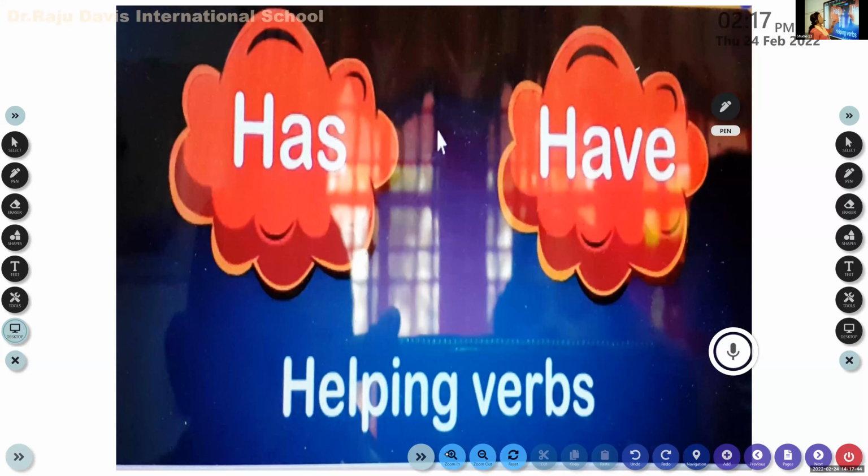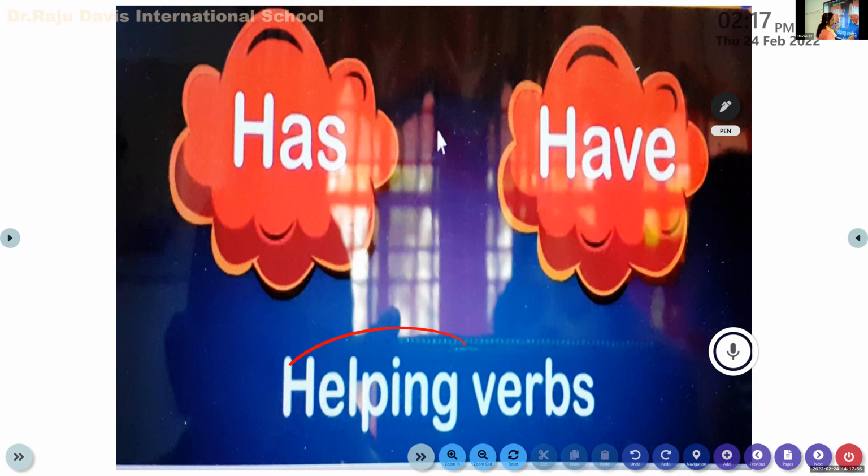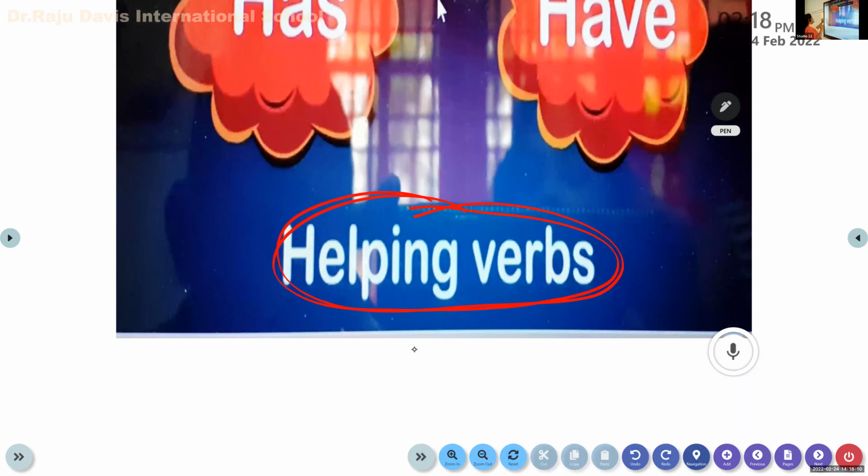Is it a new worksheet? Yes. Only the name differs, it is worksheet 13, but all will come under one. Am, is, are, has and have, we call all these words helping verbs. It's not given in your workbook. It's just written there, has, have. So all these words are called helping verbs.